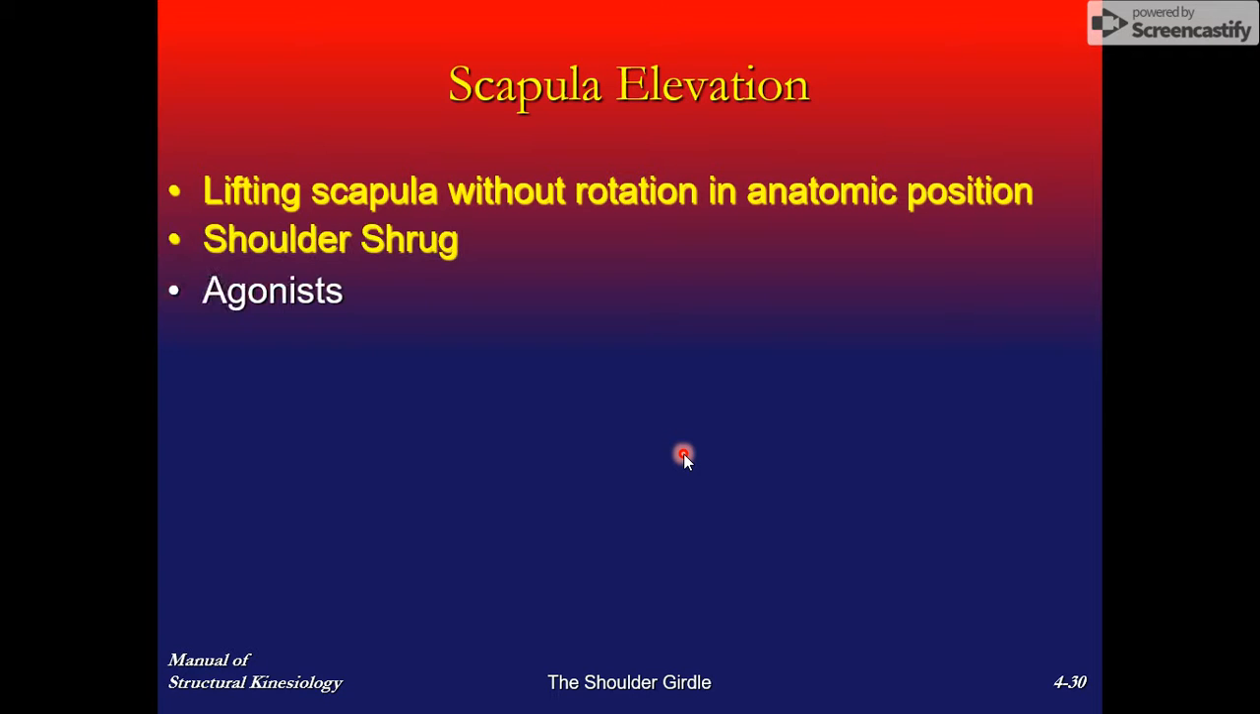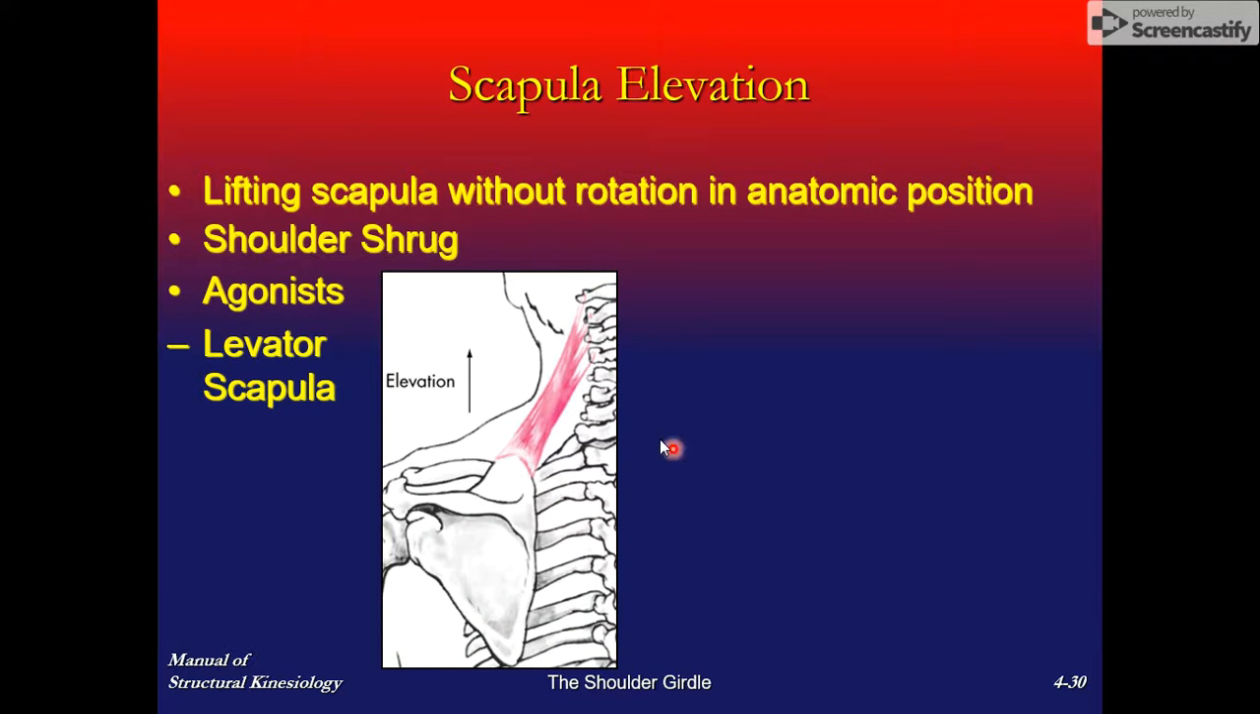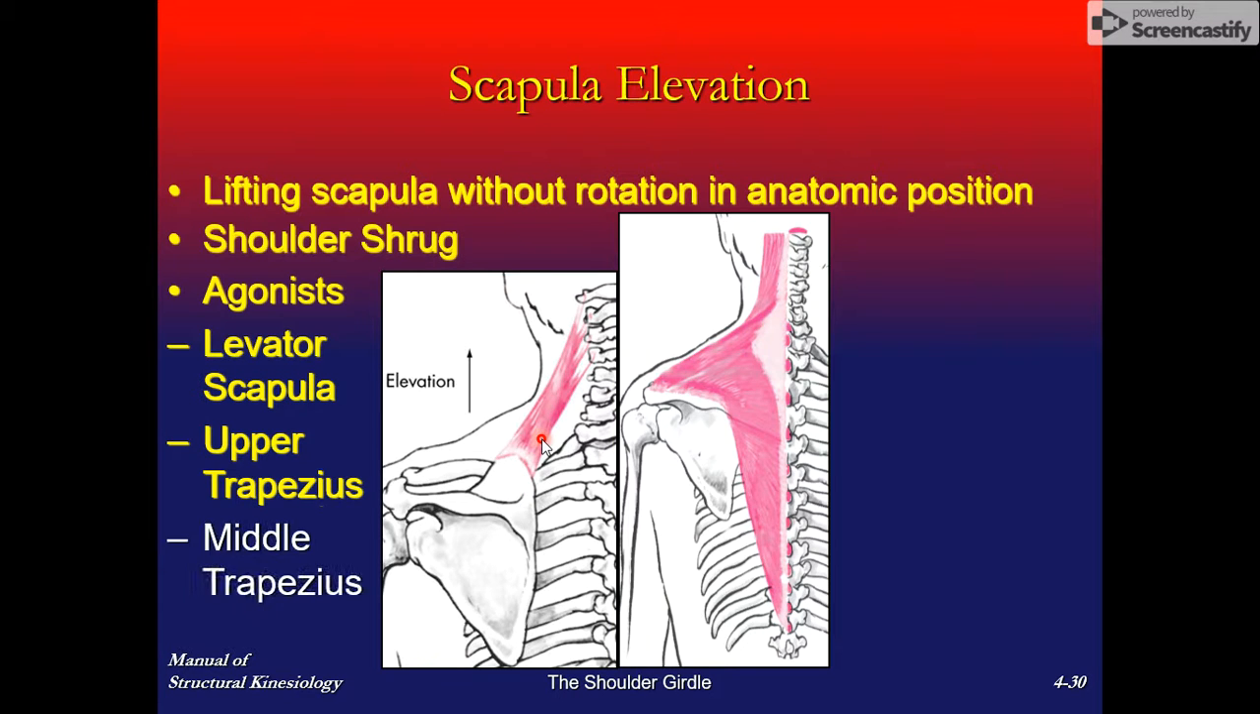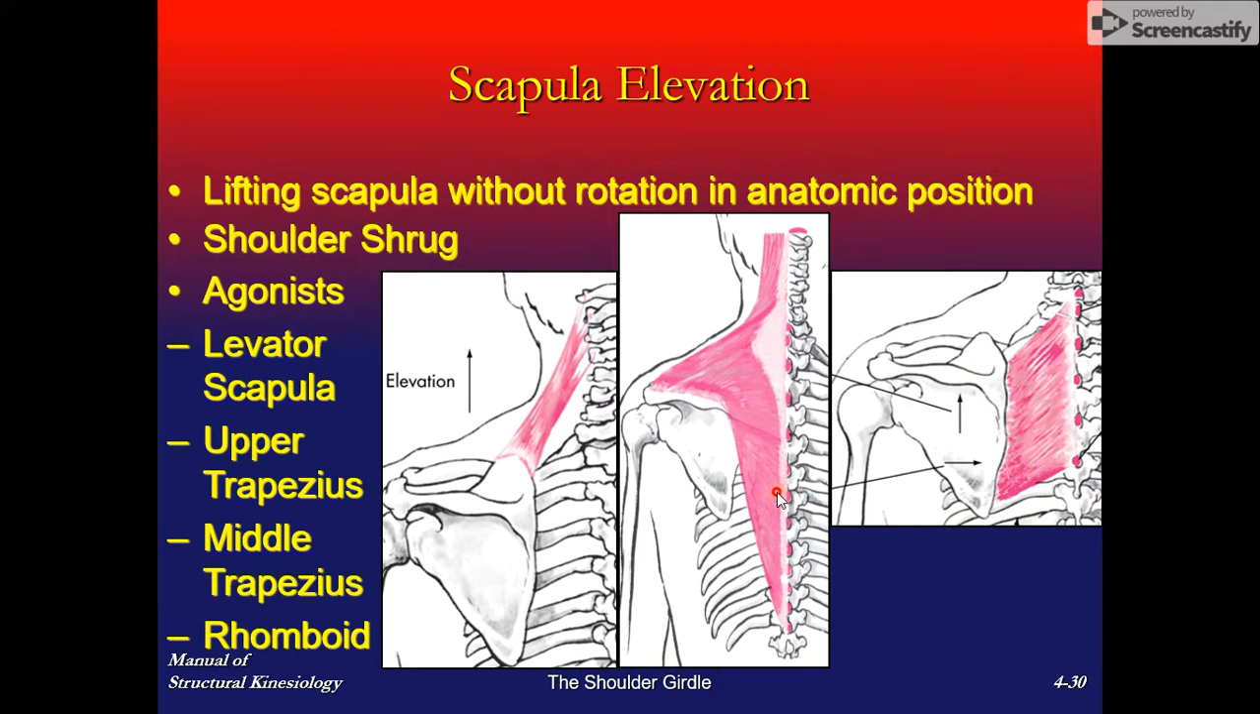Scapular elevation: lifting the scapula without rotation in anatomic position. Example, shoulder shrug. The agonists are the levator scapulae, the upper trapezius and the middle trapezius. Here they are. Also the rhomboid.